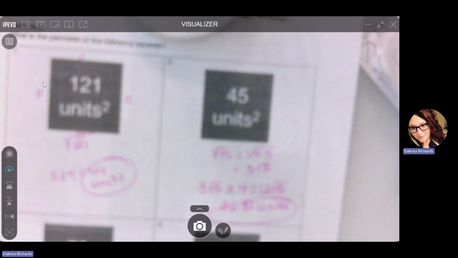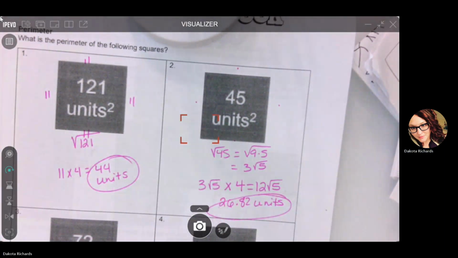See if that'll focus. That does not look good. Let's see. There we go.